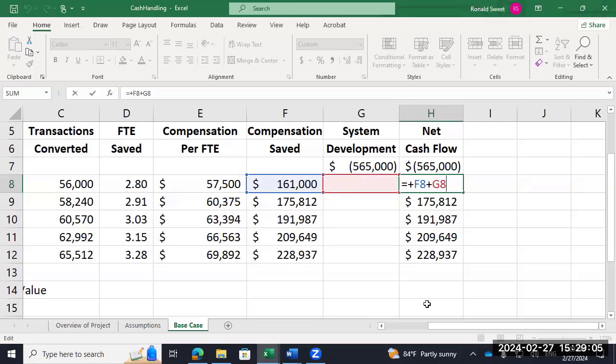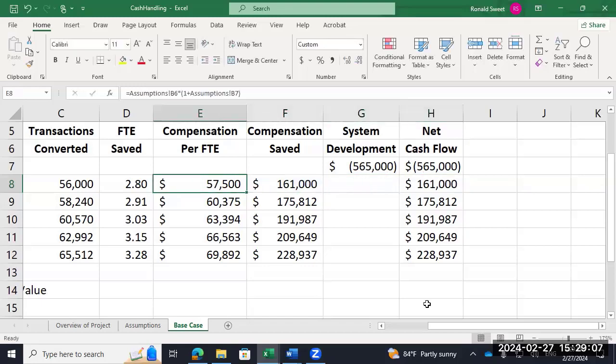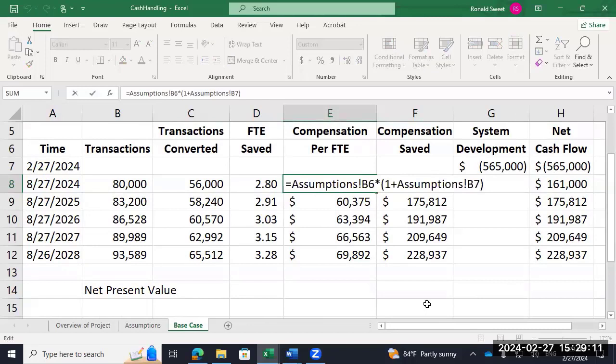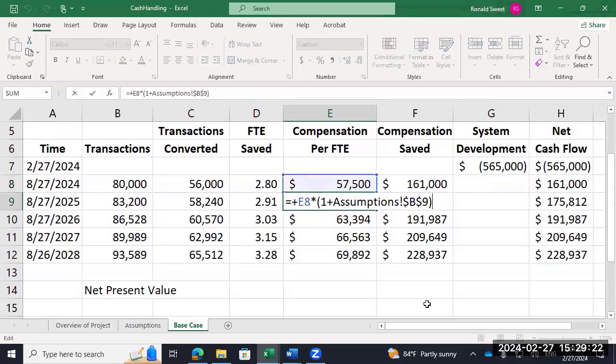Could you do the compensation? Yeah, it's just the $50,000 times 1 plus 15% for the first year. And then every year after that, you just increase that by 1 plus the inflation rate. So it's two different formulas, one for the first year. And this won't be uncommon for your projects. You usually get the first year set up. All the other years, you just increase with inflation. That's a pretty common format.